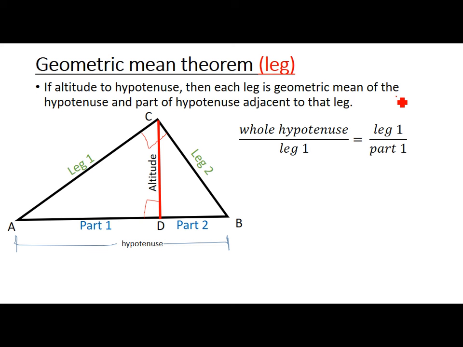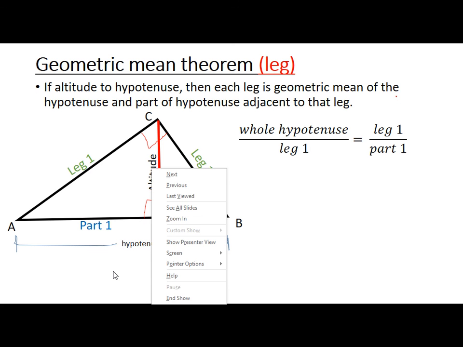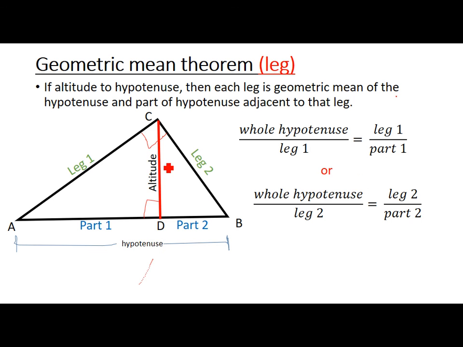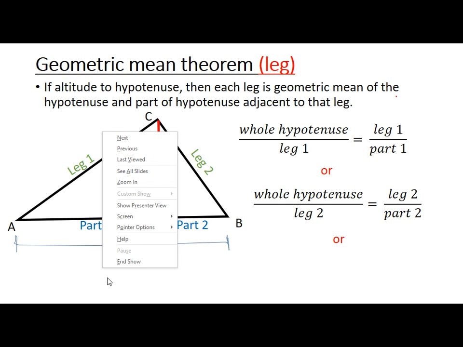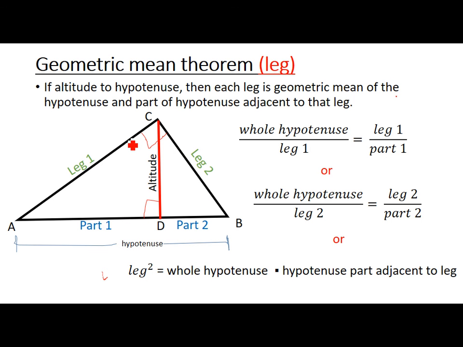What's the other one I could set up? What if I wasn't dealing with leg 1? Leg 2. So what would go here? Leg 2. Part 2. And then there's one other one that I'm going to write up here just so you can get it written down. We could take the leg squared, whichever leg it is, equals the whole hypotenuse times the part adjacent to it. That's just another way to write that same setup.